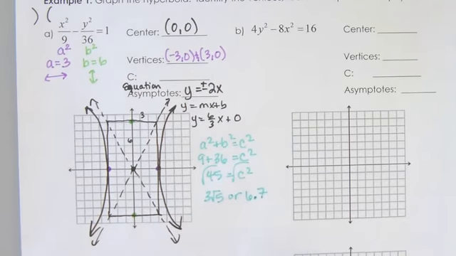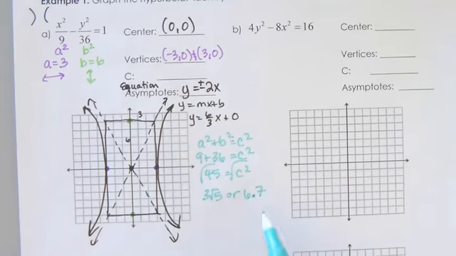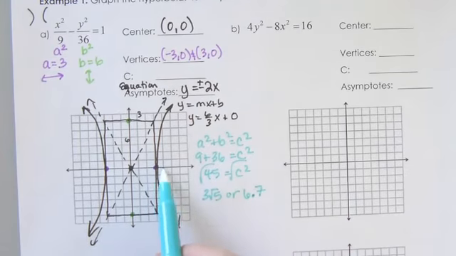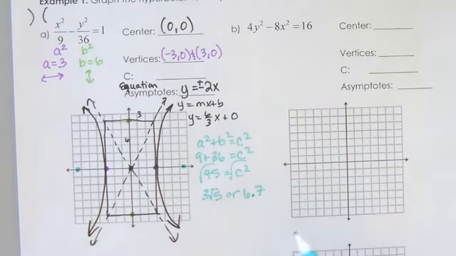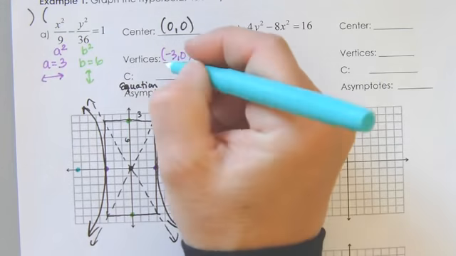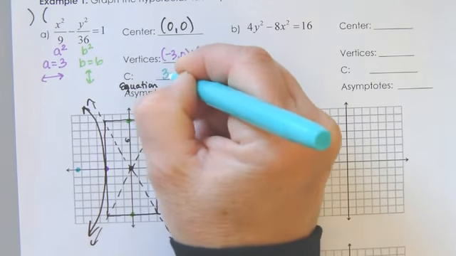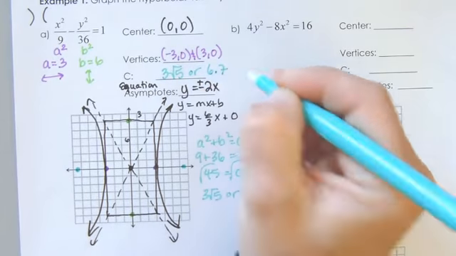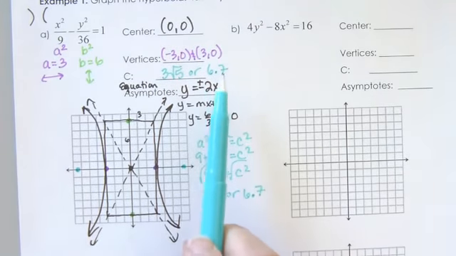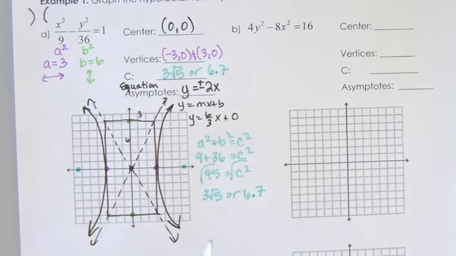So my c values would go over 1, 2, 3, 4, 5, 6, and then some, and both ways. Those are the focus points, and they're further away because this is so wide. So if I just want c here, it's going to be 3 radical 5, or 6.7. Again, really read directions to see if I want decimal answers or if I want exact radical answers. Okay, let's try another one.